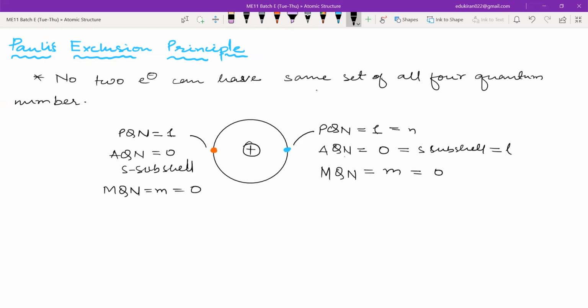But till here, all three quantum numbers are the same, but the last quantum number, spin quantum number, that we say as S, if it is plus half for one electron, this particular electron cannot have plus half now. What it can have is only minus half. Spin quantum number, or S, will be equal to minus half. So you understand, right? If you have spin quantum number as plus half, the other electron in the same orbital cannot have plus half. It can only have minus half.